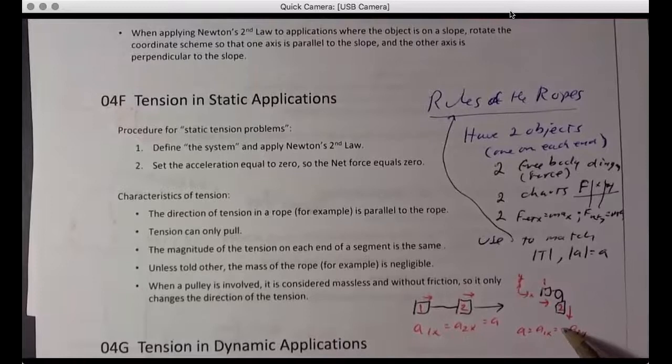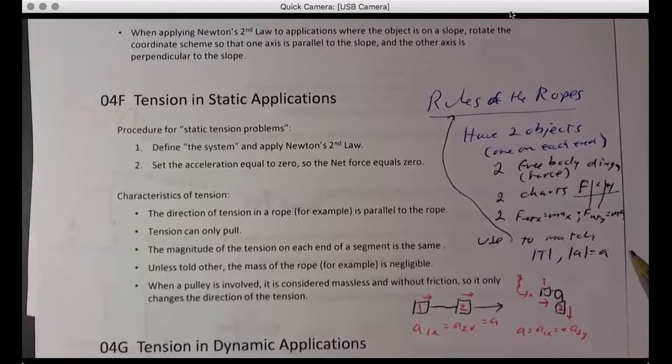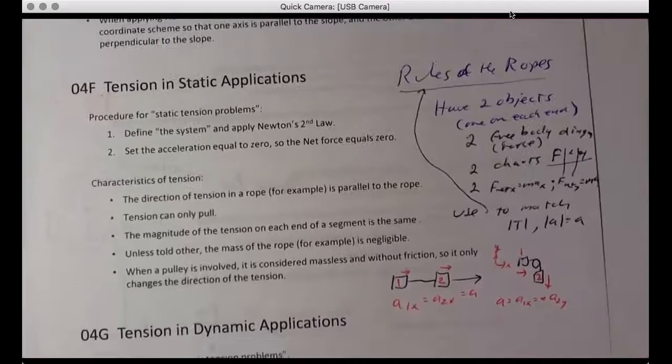So you just plug those into your F net equals ma's. And if I have another one like this, one, two, and let's assume one goes up, then two goes down. I have a1y is equal to minus a2y is equal to a. Again, I put it in that way and get my answer.